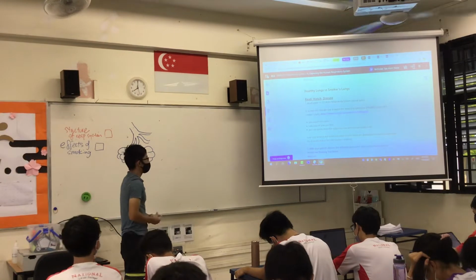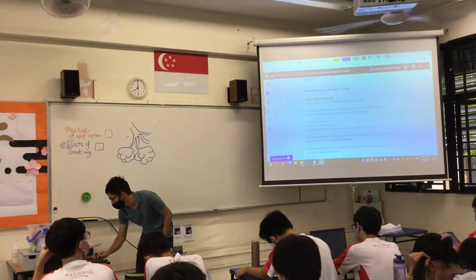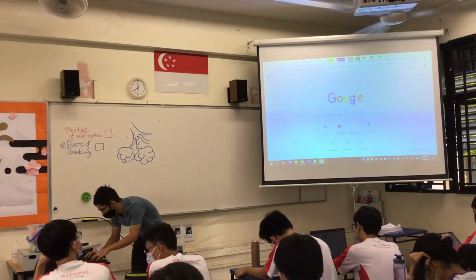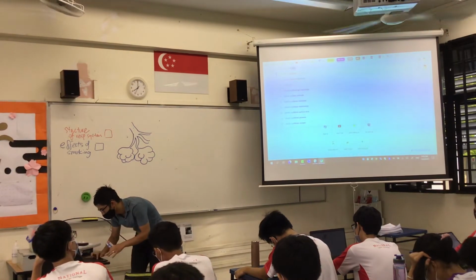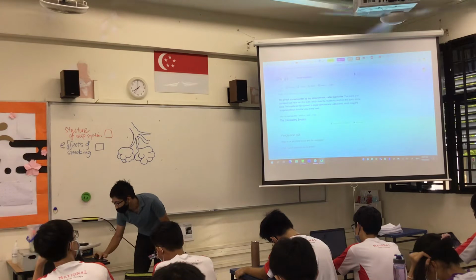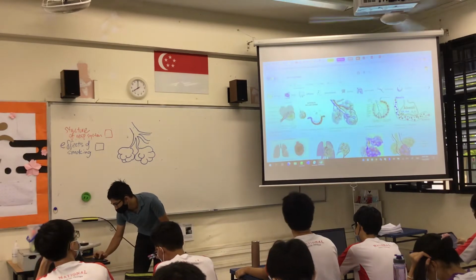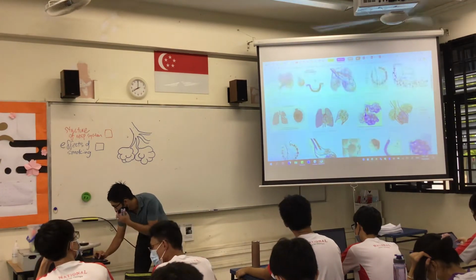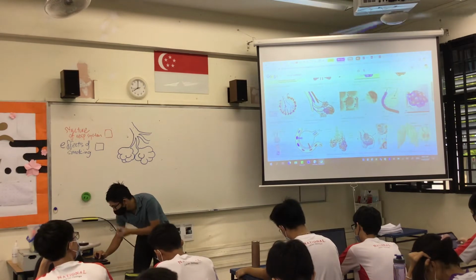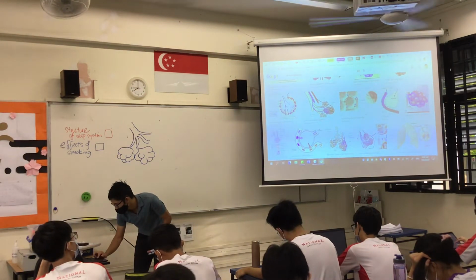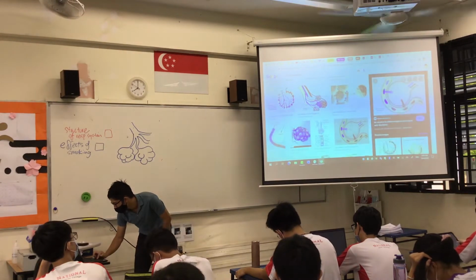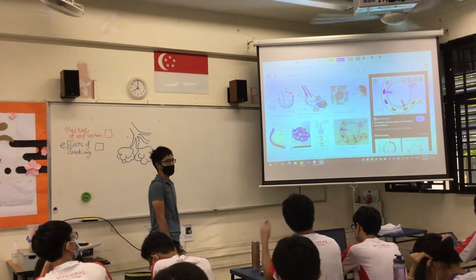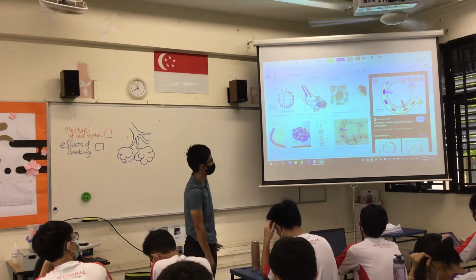Can I get you to find this particular image if you have not found that before? Type alveoli and capillary, then go to images. Can you try to find this particular image? Oh, this one is good. Try to find this particular image over here.